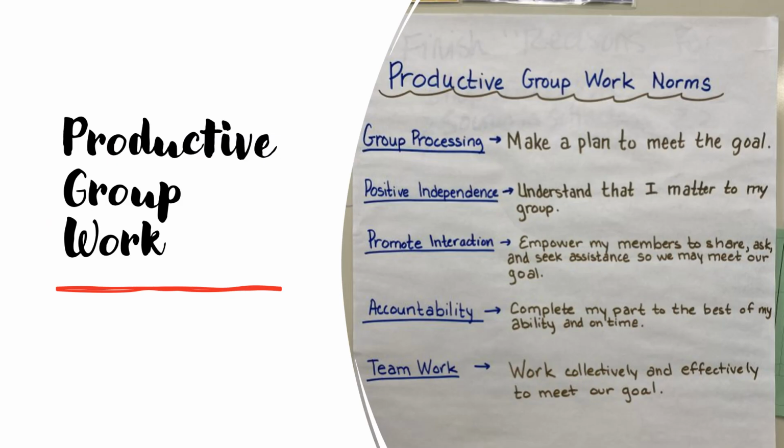Here's an example of a collaborative work norm. I found the categories during my studies, and I really found those categories: group processing, positive interdependence, promote interaction, accountability, and teamwork as the norms that I was going to require. However, I asked the students to generate an action, that verb that went with that group. And so they created the verb component of them.